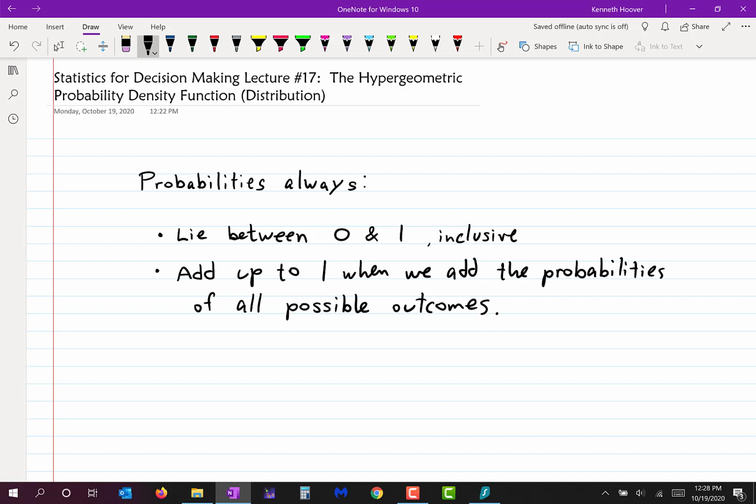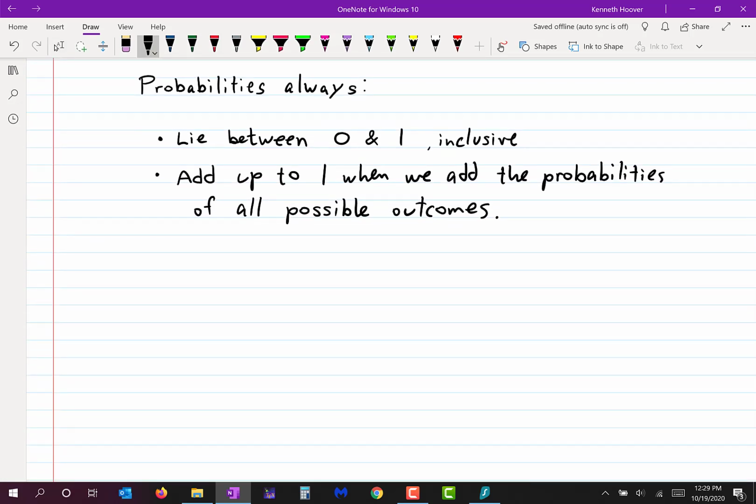So, any function that does these 2 things, any function that lies between 0 and 1 inclusive, and also when you add up the outcomes of every possible element in the domain adds up to 1, then that function could be used to calculate the probabilities of certain events. Okay, so let's write this down. Say any function, let's just say f, any function f that satisfies these 2 things.